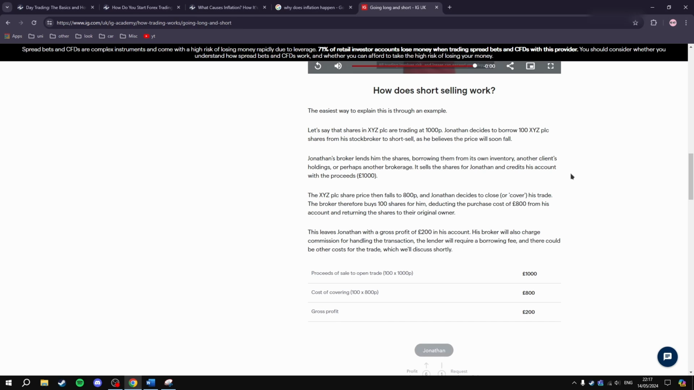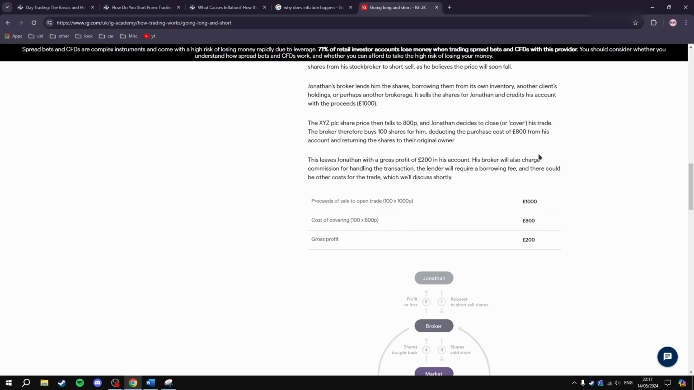The XYZ PLC share price then falls to 800 pence and Jonathan decides to close or cover his trade. The broker therefore buys 100 shares for him, deducting the purchase cost of £800 from his account and returning the shares to their original owner. This leaves Jonathan with a gross profit of £200 in his account. His broker will also charge commission for handling the transaction. The lender will require a borrowing fee. And there could be another cost for the trade, which we'll discuss shortly.